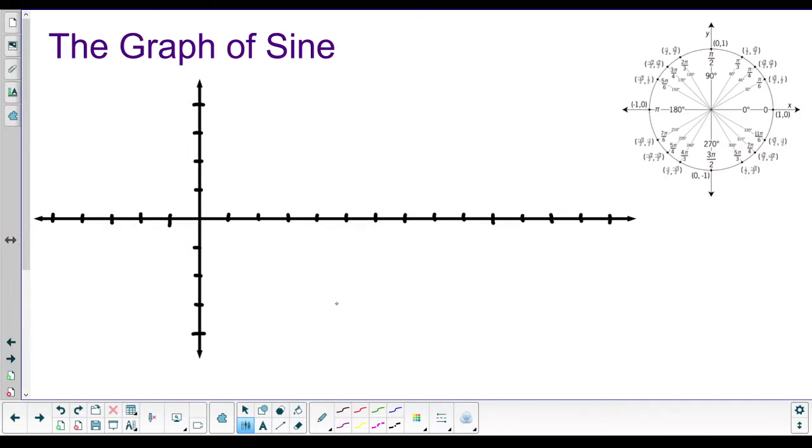All right, so let's graph sine. I don't know that I necessarily needed a whole new slide for this, but you know. So we've got pi over 6, pi over 3, pi over 2, 2 pi over 3. I'm only going to do the positive, and then we'll take a peek at the negative. There's pi. 1, 2, 3, 4, 5. So this would be 2 pi.